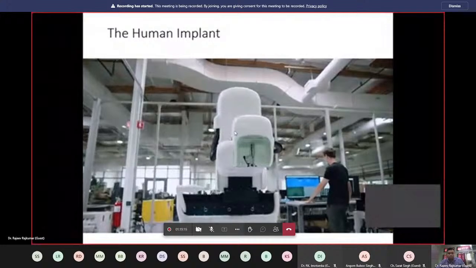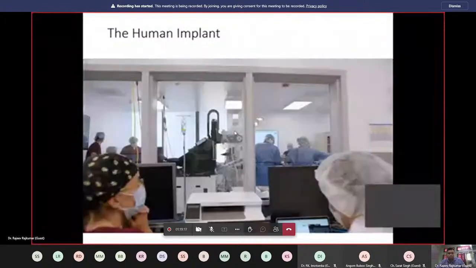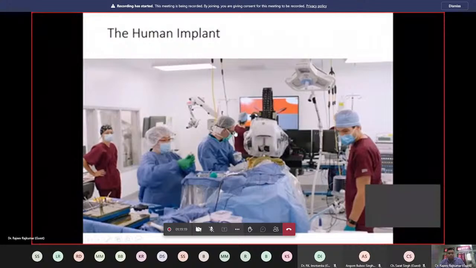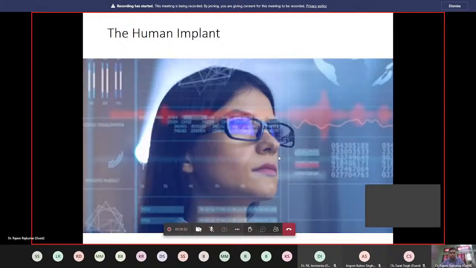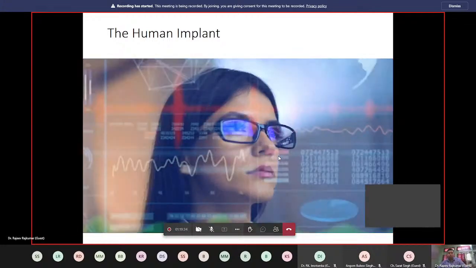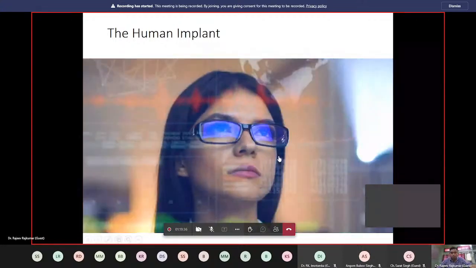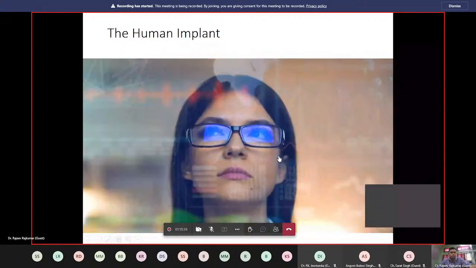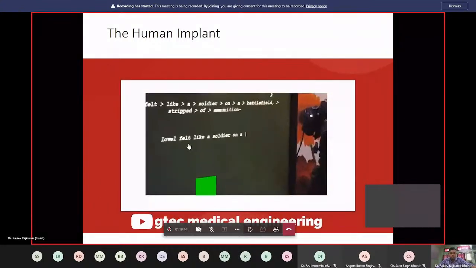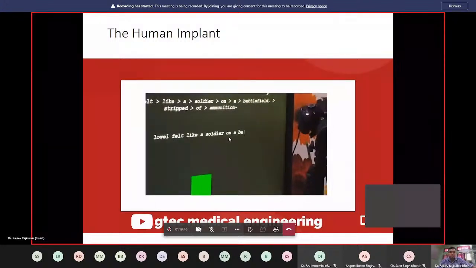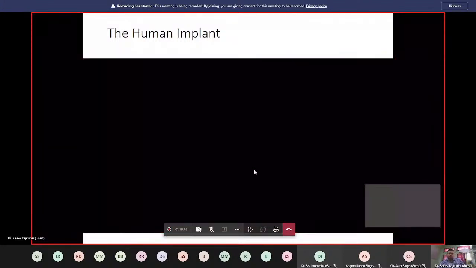These are the robots. So I think this whole Neuralink and brain-machine interface will be a game changer for everything, so that we can control. This is a QWERTY keyboard. You can see some symbols and alphabets there. You can just write directly on the computer or the smartphone, so there is no need of a keyboard or joystick or anything. See, this old person is just writing from their mind. This is taken from G-Tech Medical Engineering.